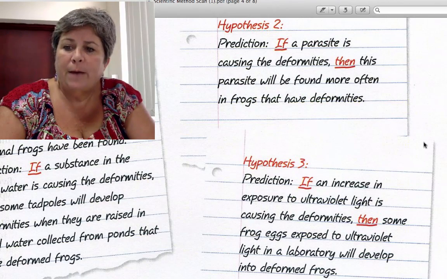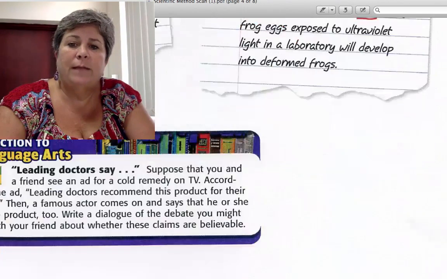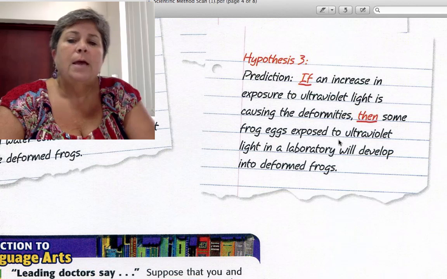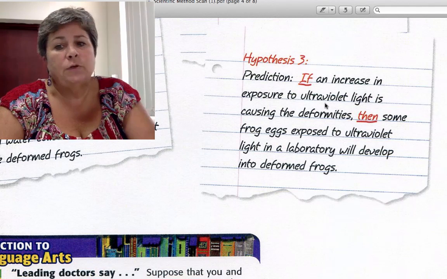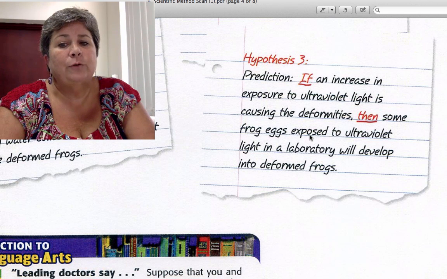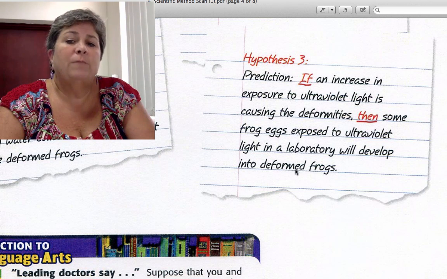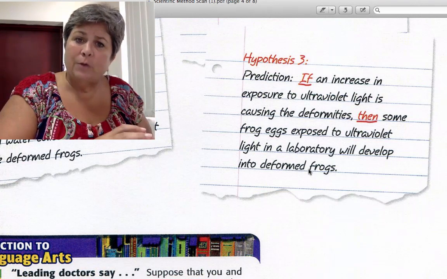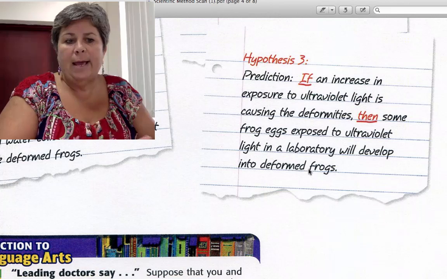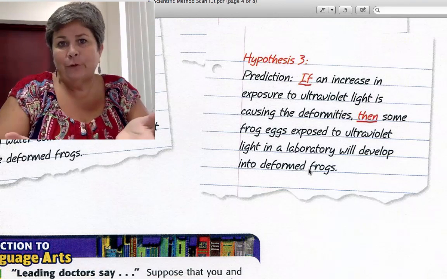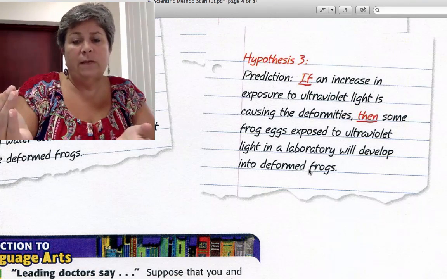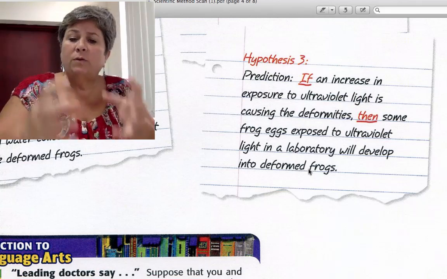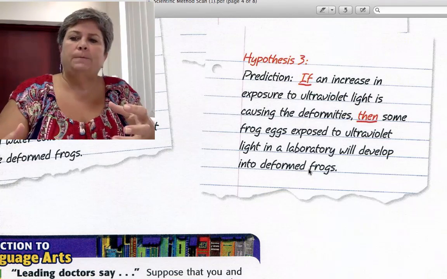And then the third hypothesis, which had to do with ultraviolet light, if you remember, they say if an increase in exposure to UV light is causing the deformities, then some frog eggs exposed to ultraviolet light in a laboratory will develop into deformed frogs. So if it's not the water, if it's actually UV light exposure, then they can take frog eggs and grow them in a laboratory being exposed to UV light, and those eggs will develop into deformed frogs too.